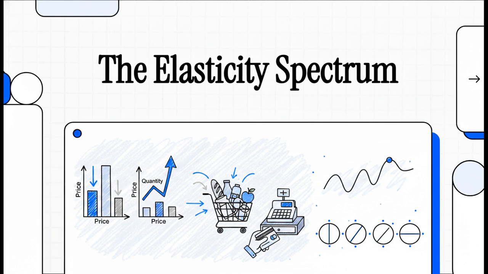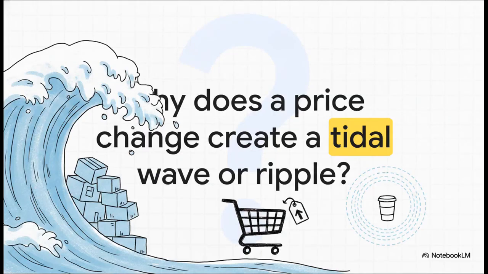messy, everyday economy. So, I want you to start by asking yourself this. Why does a 10% price change sometimes create an absolute tidal wave of consumer reaction, and yet other times it barely causes a ripple? I mean, why do we completely abandon some products when they get just slightly more expensive, but then blindly continue to buy others no matter what they cost? Well, the answer lies entirely in the degree of responsiveness.